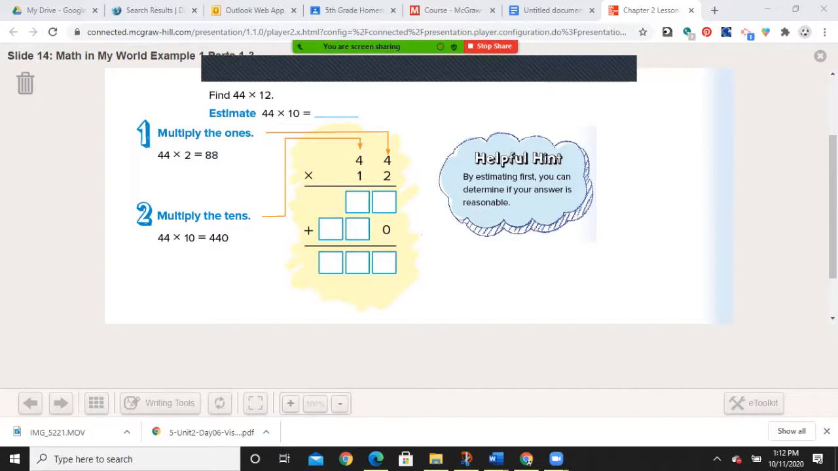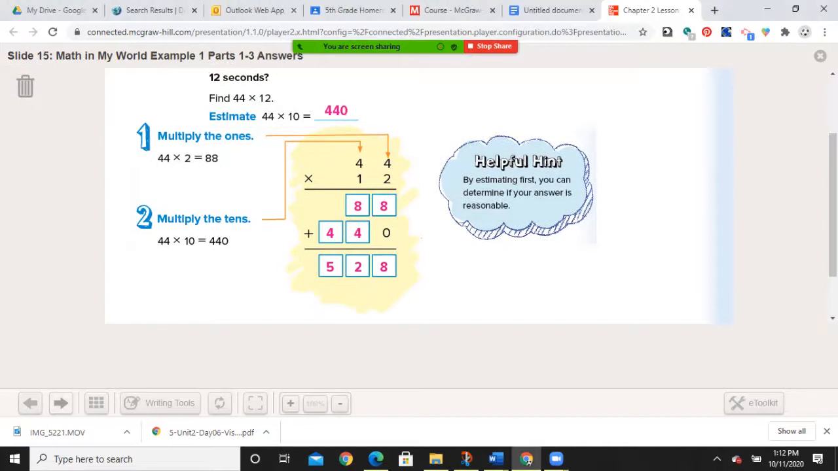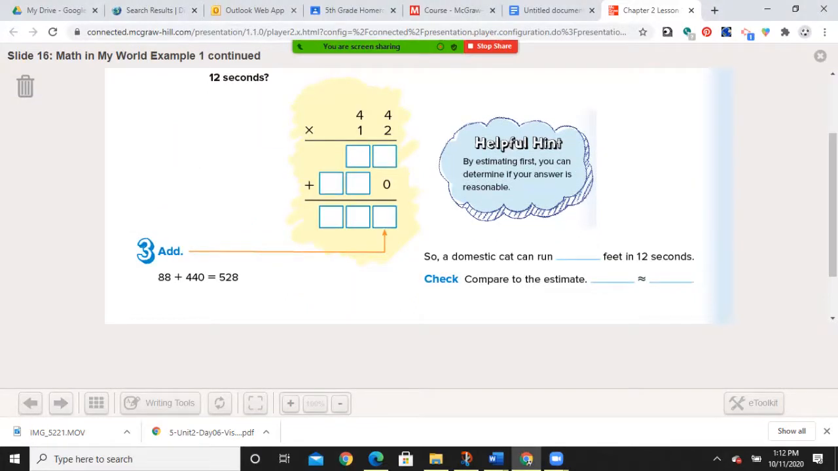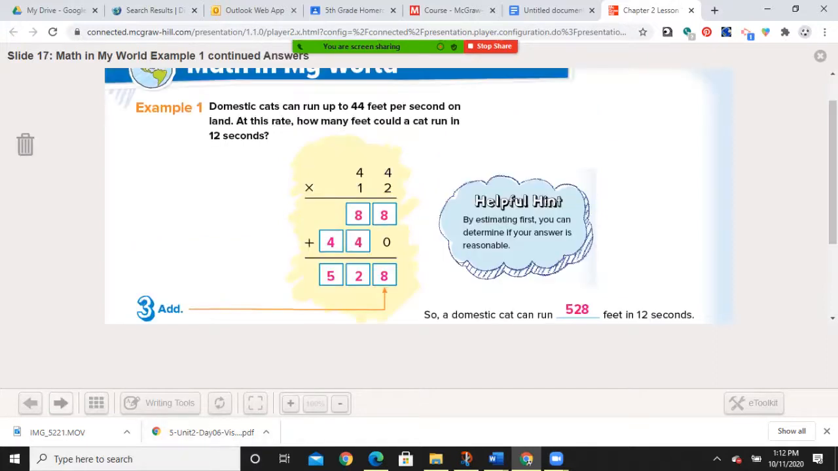I'm going to clear my drawings. Let's check our answer key as soon as I get that exited out. You see how we did pretty well on that one. And you saw that the adding was the third step. And 528 and 440, those aren't too far off from each other. So I would consider those reasonable answers.